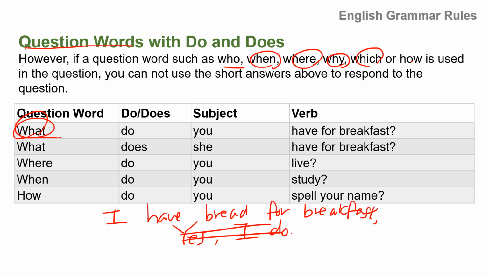Okay? And what does she have for breakfast? She has cereal for breakfast. Where do you live? I live in America. When do you study? I study at nighttime, at night. How do you spell your name? My name spells J-B-O.